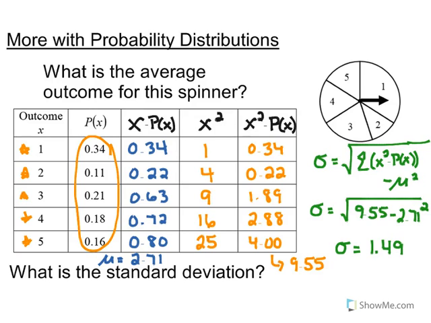So the standard deviation is 1.49. So we have a mean of 2.71 and a standard deviation of 1.49. That's how you find standard deviation by hand. You can check this using a graphing calculator by typing in the numbers for x into L1, the numbers for p of x into L2.